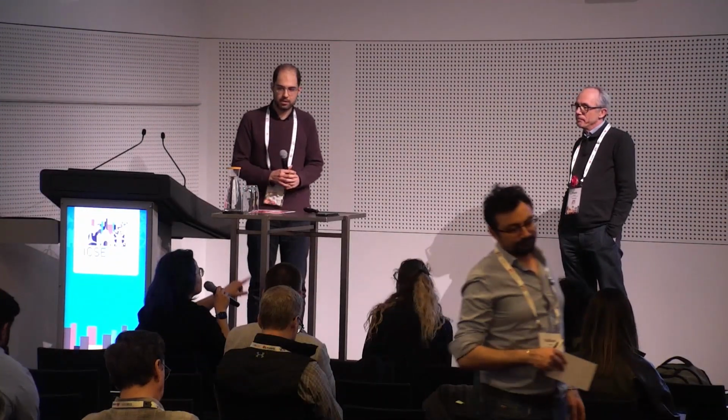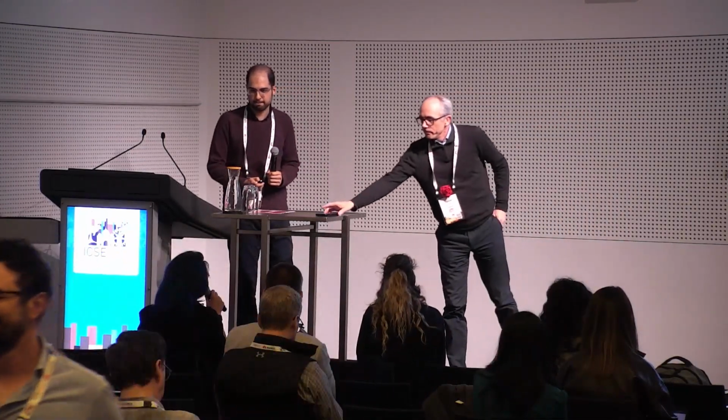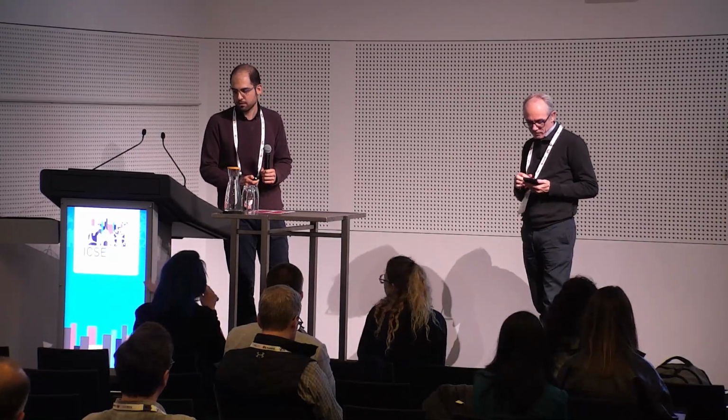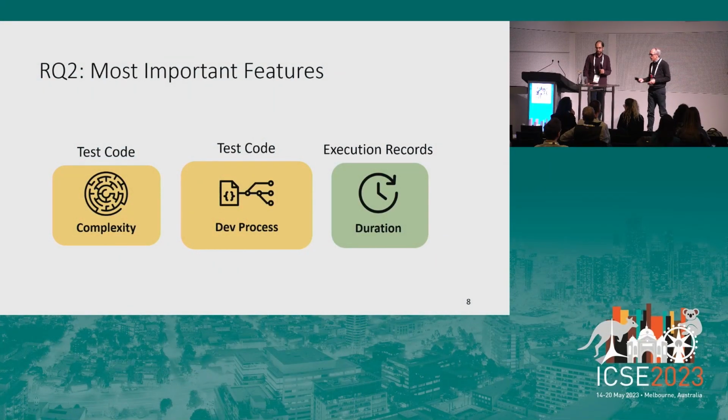Thank you. You showed that after the history, the test code features are actually very important. Like, I know this is not causality, but does it mean that the tests are more failing because of the tests themselves than because of the code that they are actually testing?